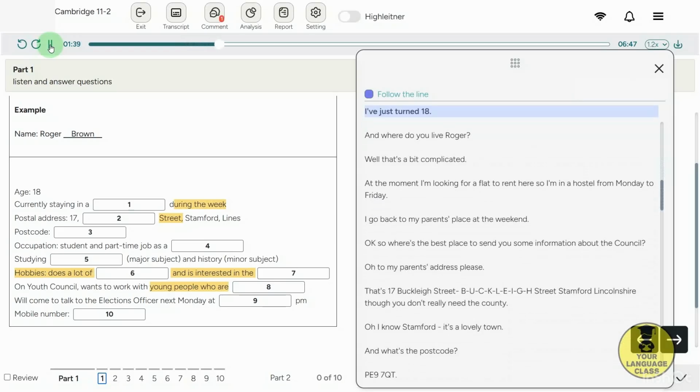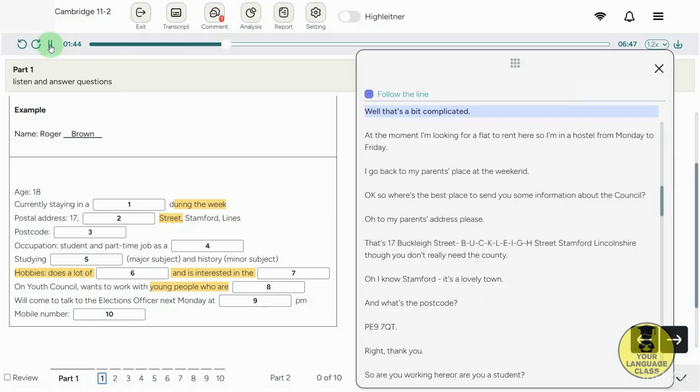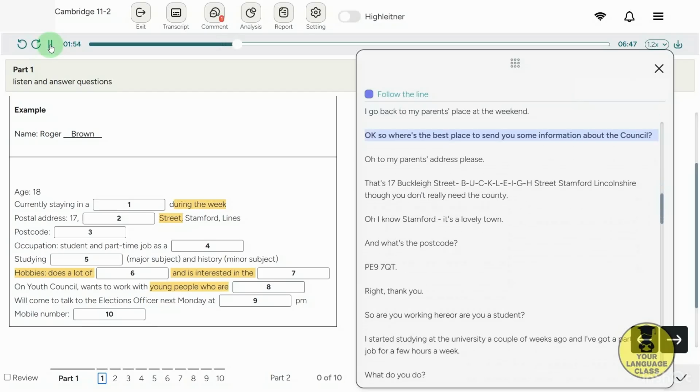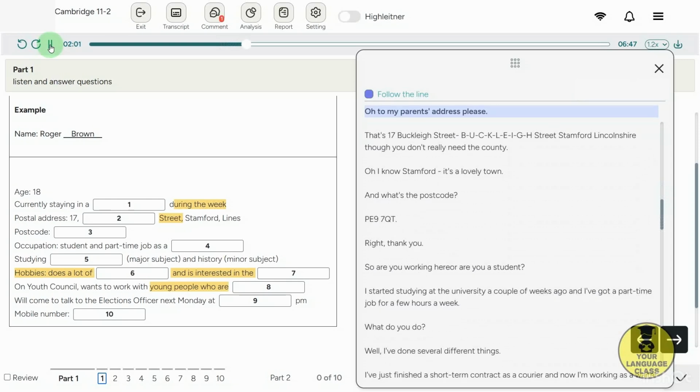I've just turned 18. And where do you live, Roger? Well, that's a bit complicated. At the moment, I'm looking for a flat to rent here, so I'm in a hostel from Monday to Friday. I go back to my parents' place at the weekend. OK. So where's the best place to send you some information about the council? Oh, to my parents' address, please.